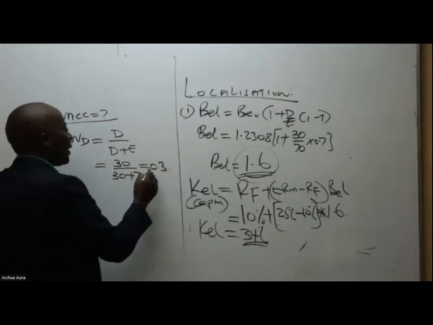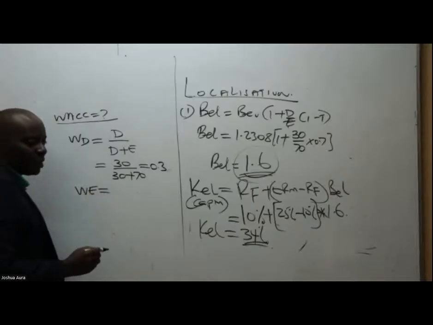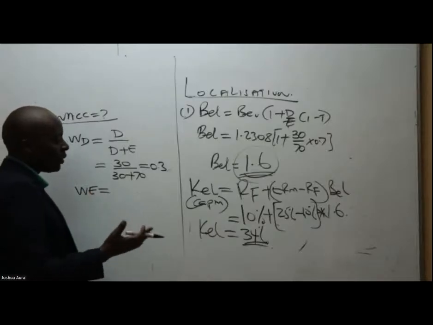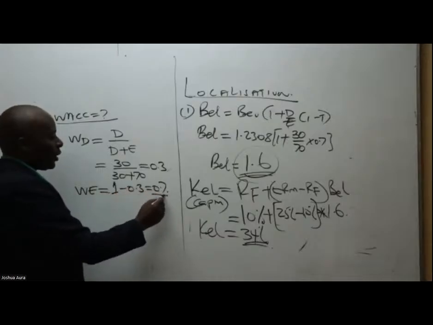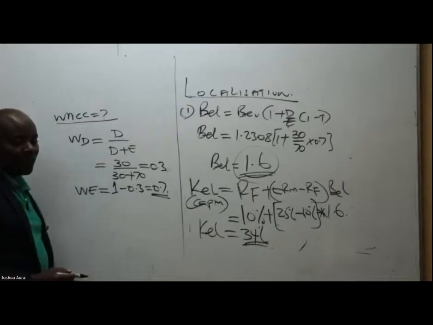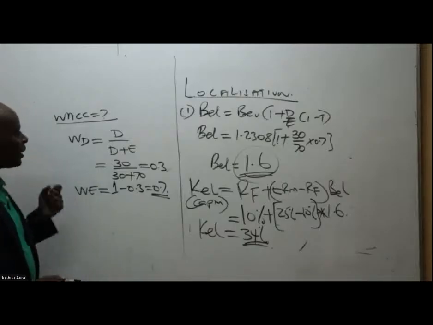Once I get the weight of debt, getting the weight of equity will not be a big deal. It will be 1 minus 0.3, which gives me 0.7.